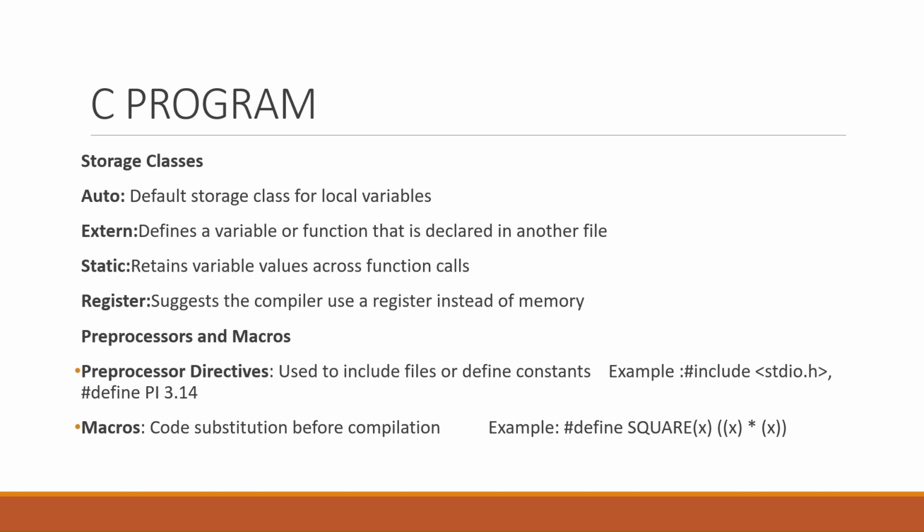And finally, an important topic in C programs is the preprocessor and macros. Preprocessor directives are used to include header files, like #include <stdio.h>, and macros are code substitution before compilation. Example: #define square(x) x * x.